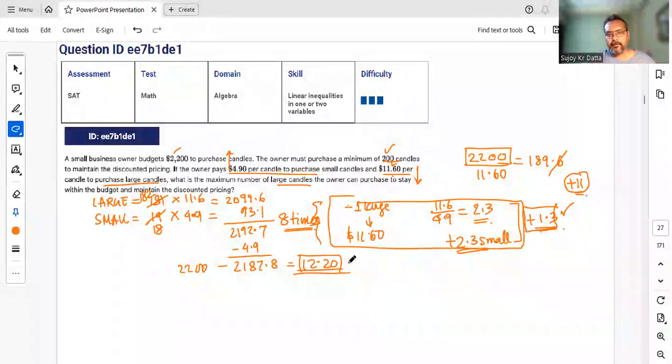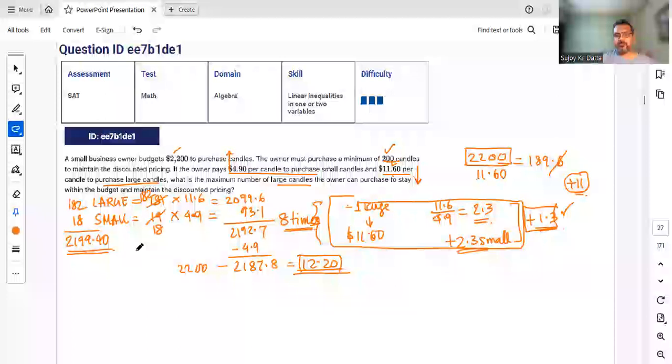But then after doing that 11.6, you are going to be left with only 60 more cents. So that's not enough to do an adjustment with small and large, right? You can't reduce another small and get another large anymore. So that means the last number that we have is large, you have 182, small, you have 18, and you have used up a total of basically 60 cents less than 2200. So 2199.40 of funds that you have used up. And you have bought your entire 200 candles.